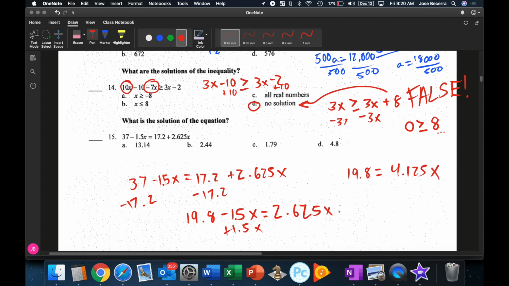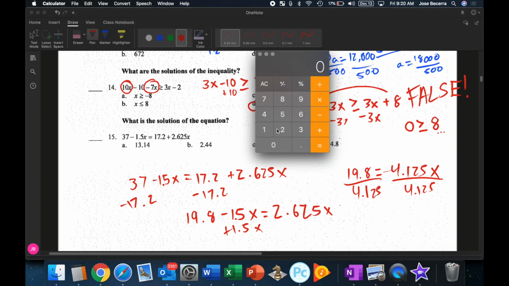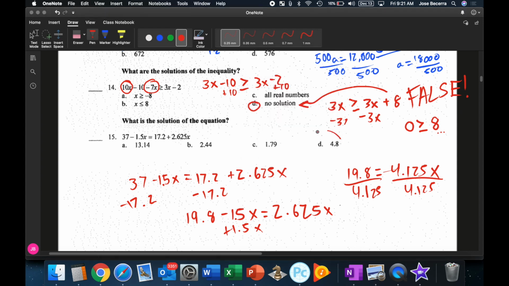To get x by itself, what do I have to do? Yes, I divide by 4.125. And you guys are saying it's 4.8? 19.8 divided by 4.125 is equal to 4.8. You guys are correct. Good job.